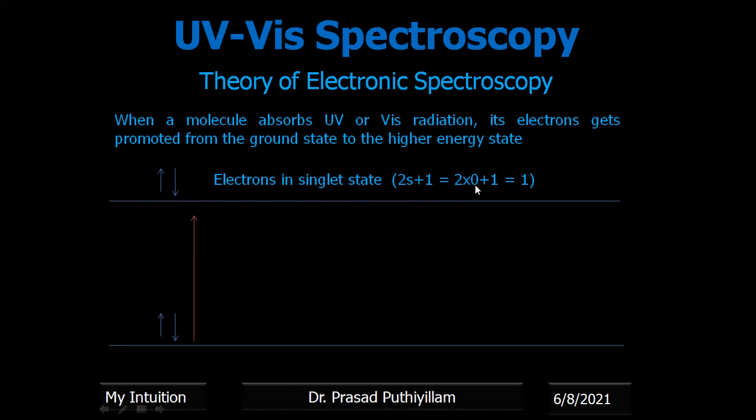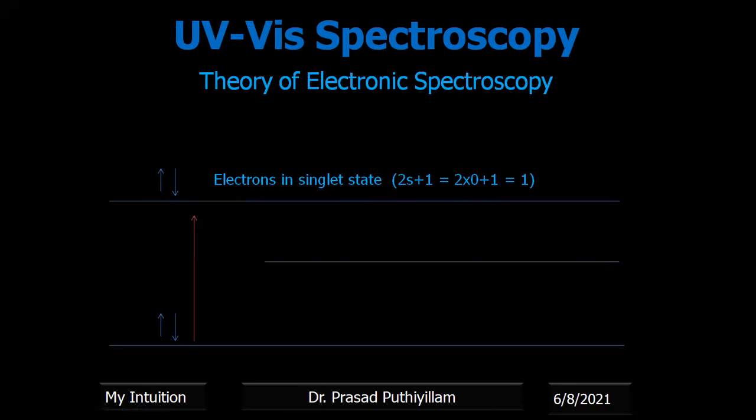So if you calculate, S becomes 0, plus half and minus half, it becomes 0. So 2 times 0 is 0, plus 1, that is 1. That means it is singlet. So here, if the spin multiplicity is 1, we can say that it is a singlet state. Therefore, here the electrons are in singlet state. From ground state, it goes to the higher energy level, which is usually in singlet state.